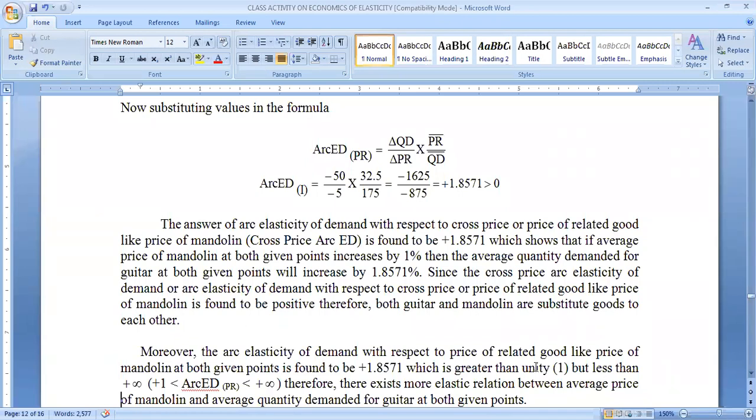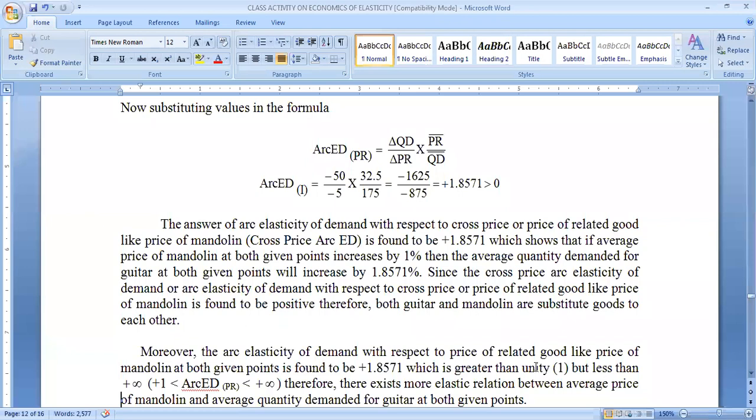Since the average price of related good like price of Madeline is increased by 1%, therefore the average quantity demanded for guitar at both points is increasing by 1.8571%. Since the cross price elasticity of demand or arc elasticity of demand with respect to cross price like price of Madeline is found to be positive, therefore both guitar and Madeline are substitute goods to each other.